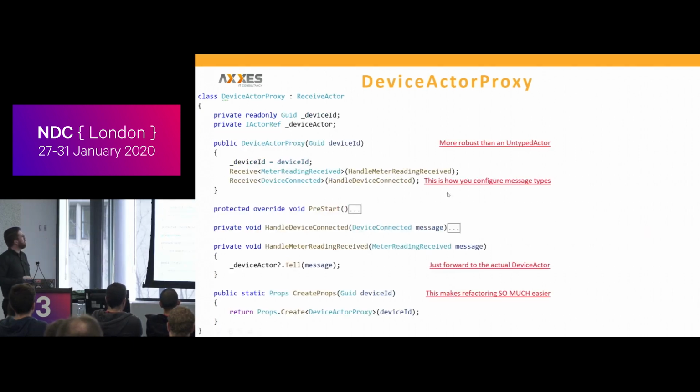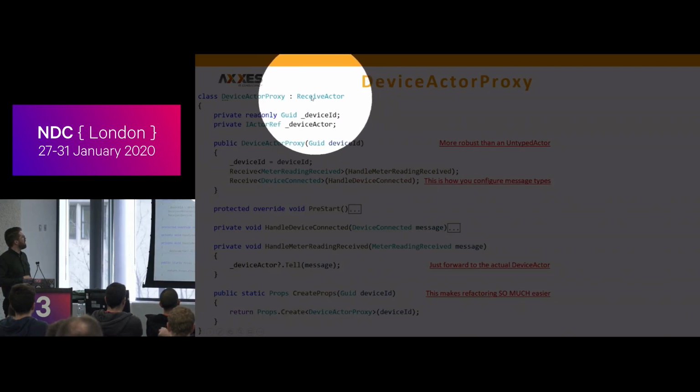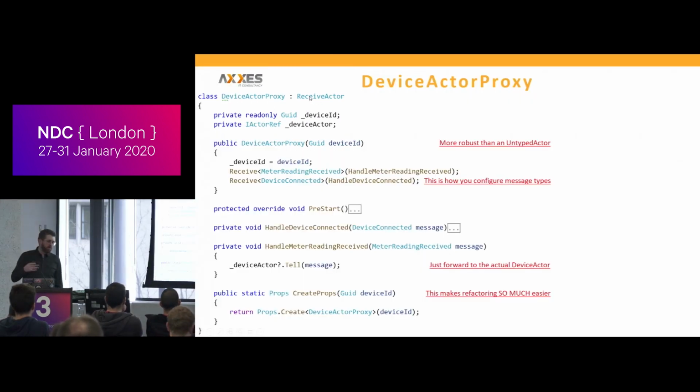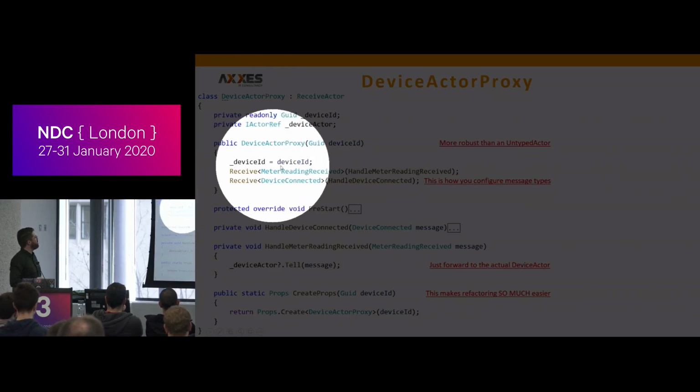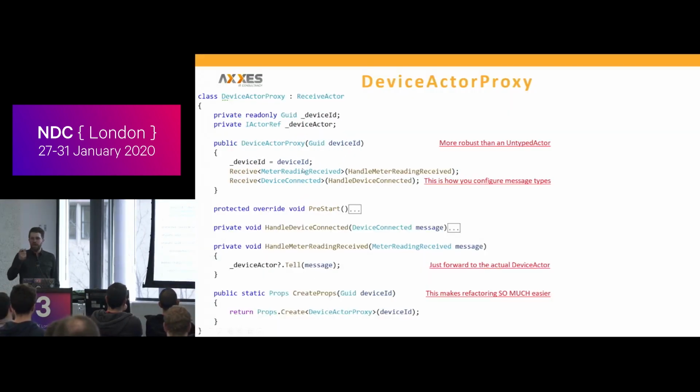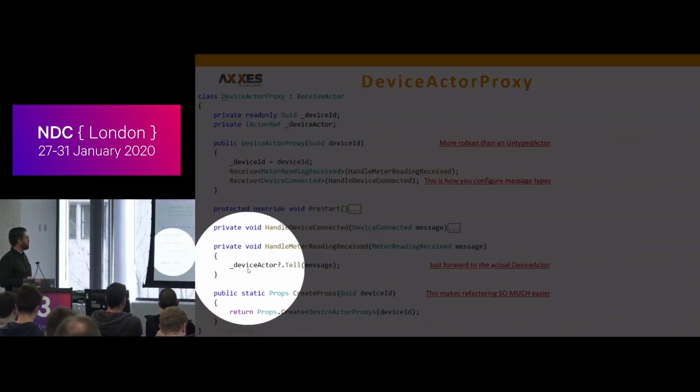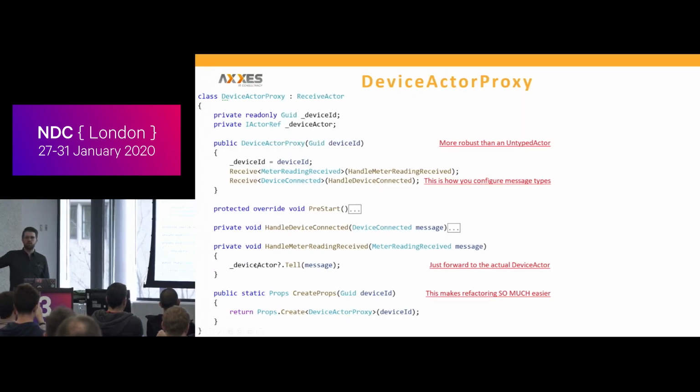Now you notice that we are not using an untyped actor anymore, but we have a receive actor. And a receive actor is a more strongly typed version of the actor. And basically what you can do in the constructor, you can have these receive methods for various message types. It looks a lot cleaner. For me as an OO developer, it feels like I'm doing the right thing and all my functions are single responsibility. So every time this proxy gets a message, it can now just forward it to the device actor which lives on the other side.